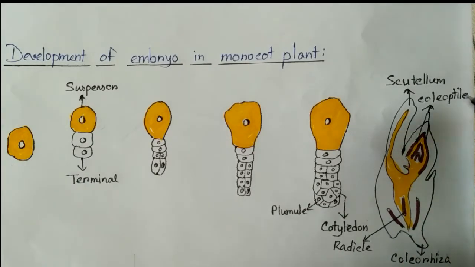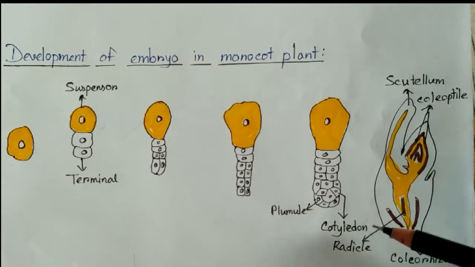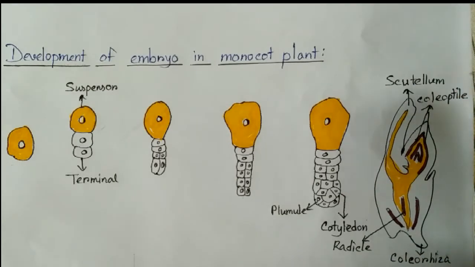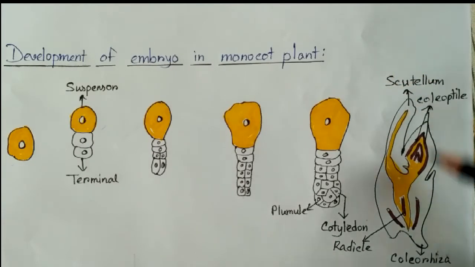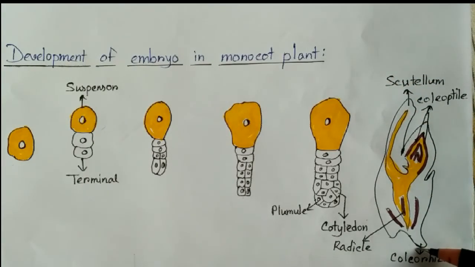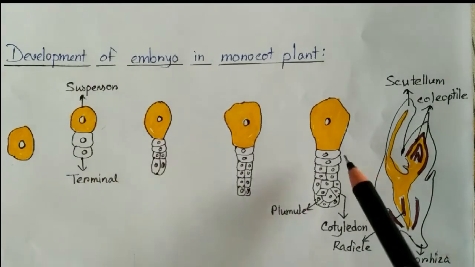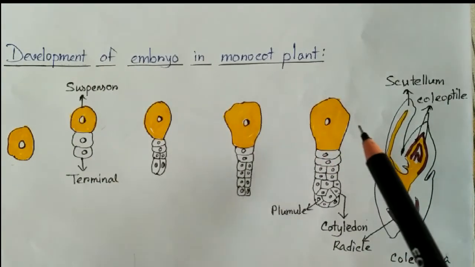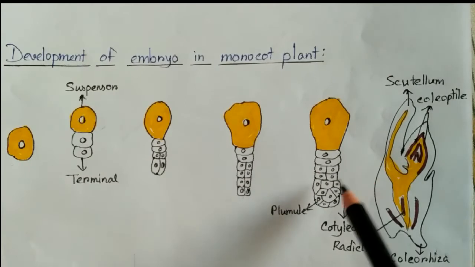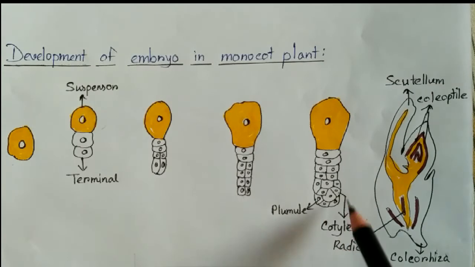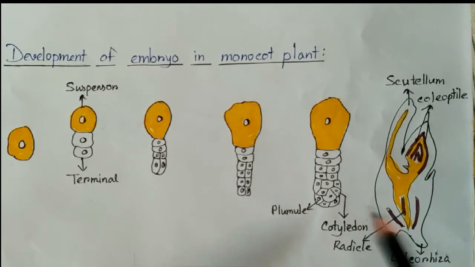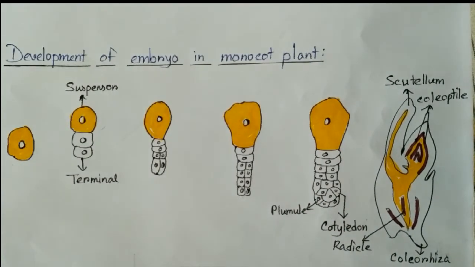Here is the structure where scutellum, coleoptile, radicle and coleorhiza are present. You have to remember the position of these. Scutellum is in the upper position and coleorhiza is in the lower position. The haustorial cell functions the same as in dicot plants. And the cotyledon is formed from the terminal cell. Here is the development of the embryo in a monocot plant.